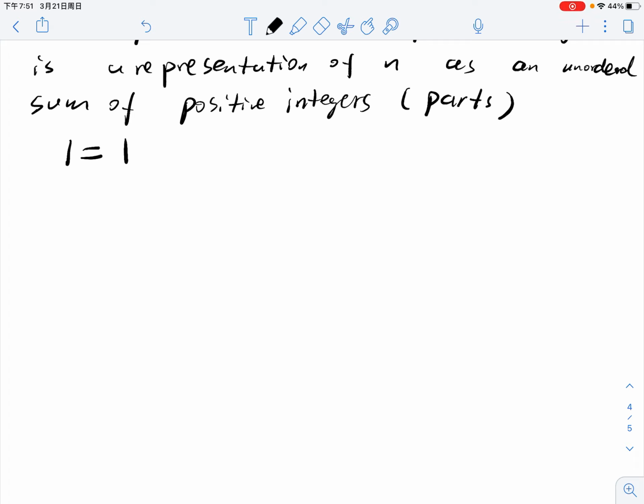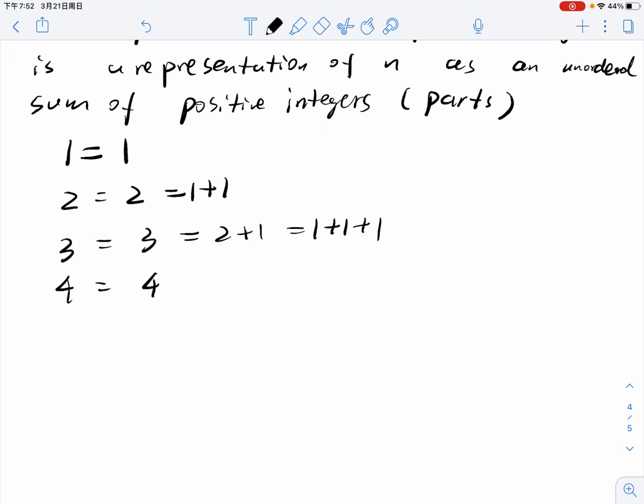So 1 can be only written as the summation of 1. And for 2, you have 2 partitions. First is 2, second one is 1 plus 1. So in the second partition, 1 and 1 are parts of the second partition. So 3 is 3, or 2 plus 1, or 1 plus 1 plus 1. 4 is 4, 3 plus 1, 2 plus 2, 2 plus 1 plus 1, or 1 plus 1 plus 1 plus 1.